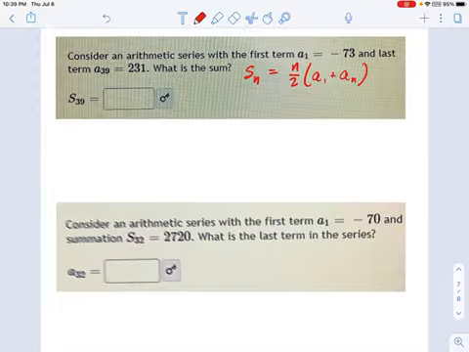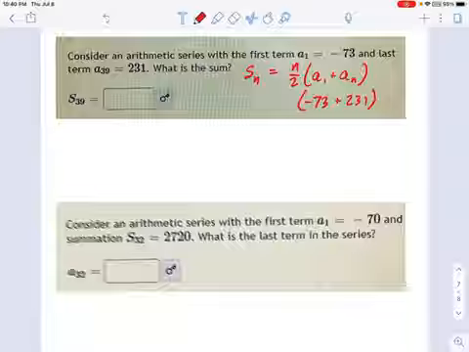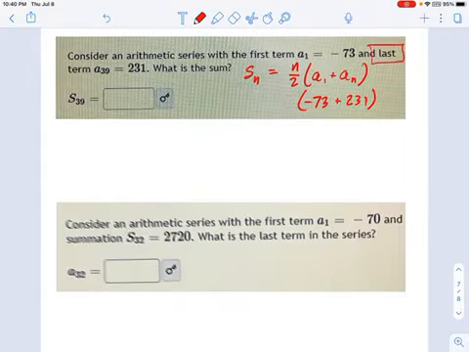Okay, so in this example, it just tells you what some of these variables are. It says A1 is negative 73. It says A39 is 231. So you see, we have to assume that 39 is the last one in the series. So we're going to say 231 right there. And because 231 is the last term in the series, we know how many terms there are, right? How many terms are there between 1 and 39? Well, 39. So that's the sum of 39 terms equals 39 over 2.